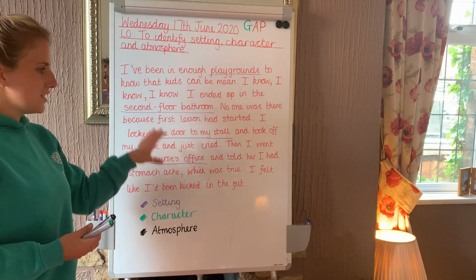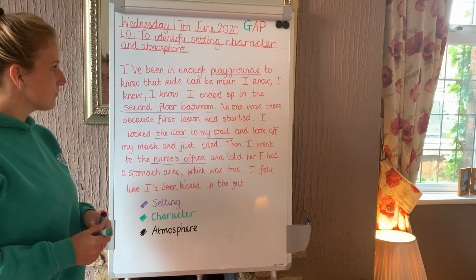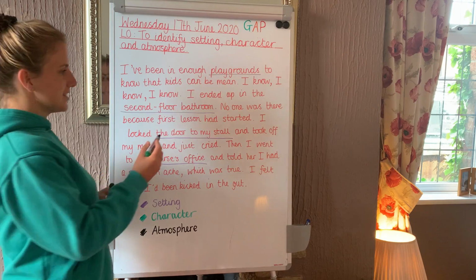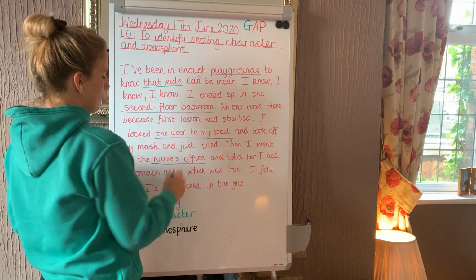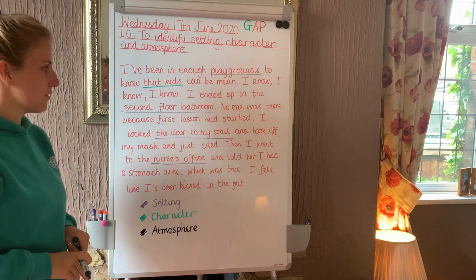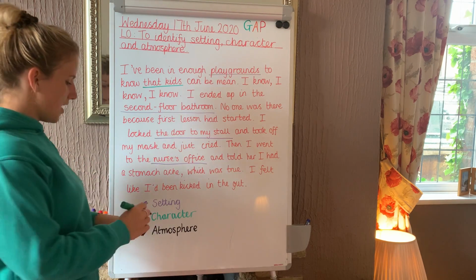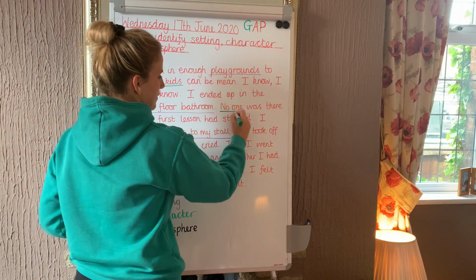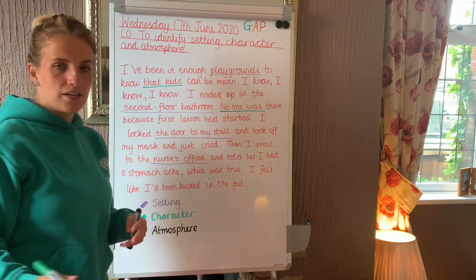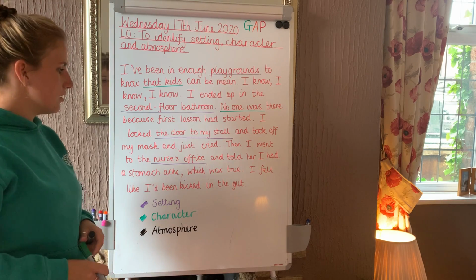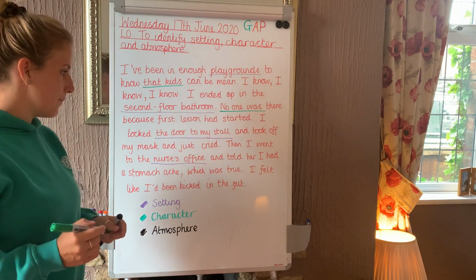So we know that this is from August's perspective. And we know that it says, "I've been in enough playgrounds to know that kids can be mean." So it's talking about other kids, it's talking about other characters, okay? "No one was there because first lesson had started." So again, it's describing the characters that are there, and it's nobody, no one else is there with him, it's just him. "I locked the door to my stall and I took off my mask and cried."